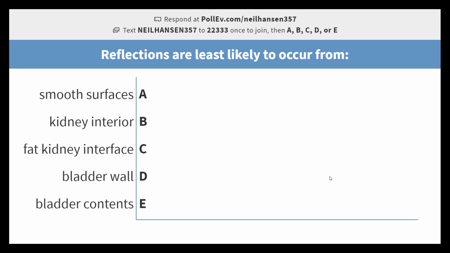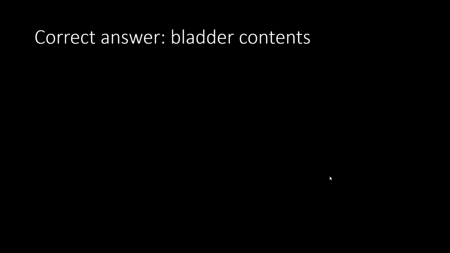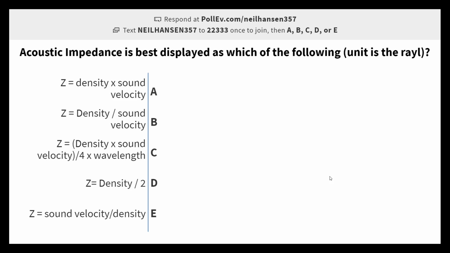Here's your question. Reflections are least likely to occur from which of the following? The correct answer is bladder contents. So kind of a review of last time, but bladder contents are nearly pure fluid, which propagates sound beams very well, and so it wouldn't necessarily be expected to reflect them back.